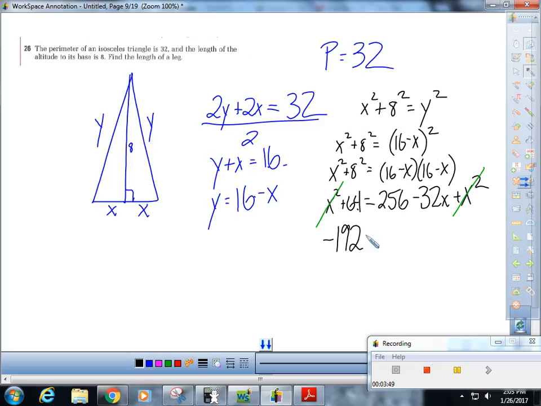Negative 192 is negative 32x. So 192 over 32 looks like 6 to me. And there you go. Amazing. Math.